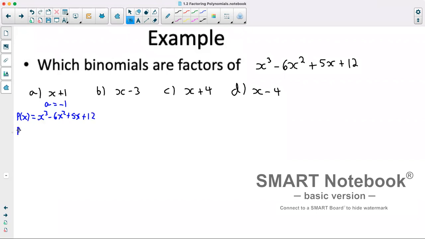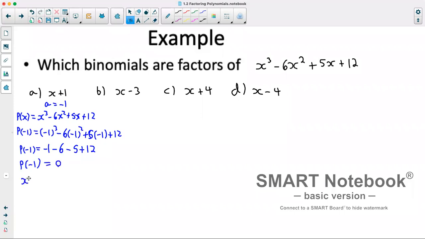We're going to substitute negative 1 in, so we have negative 1 cubed minus 6 times negative 1 squared plus 5 times negative 1 plus 12. So negative 1 cubed is negative 1. Negative 1 squared is 1, times negative 6 gives us negative 6. 5 times negative 1 would be negative 5, plus 12. Calculating that, we have P of negative 1 is equal to 0. So we can say x plus 1 is a factor.